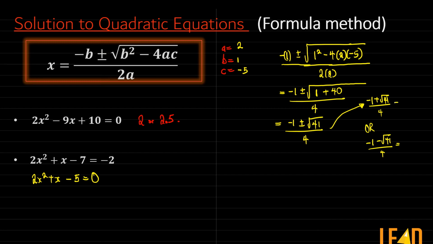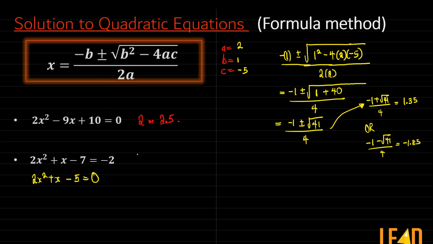Okay, so let's do the one up first. We have minus 1 plus the square root of 41 over 4. So this gives me 1.35. And then minus 1 minus the square root of 41 over 4, which gives me negative 1.85.